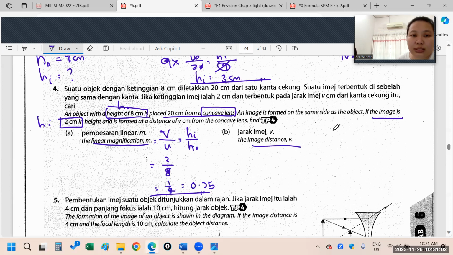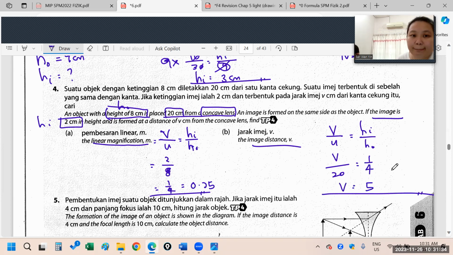Then what is the image distance? V over U equals HI over HO. Since V we don't know, U is 20 cm away from it. If you want, you can make it 20 cm. Oh, sorry, no need. So HI over HO is 1 over 4. So V equals 5. V equals 5 cm.